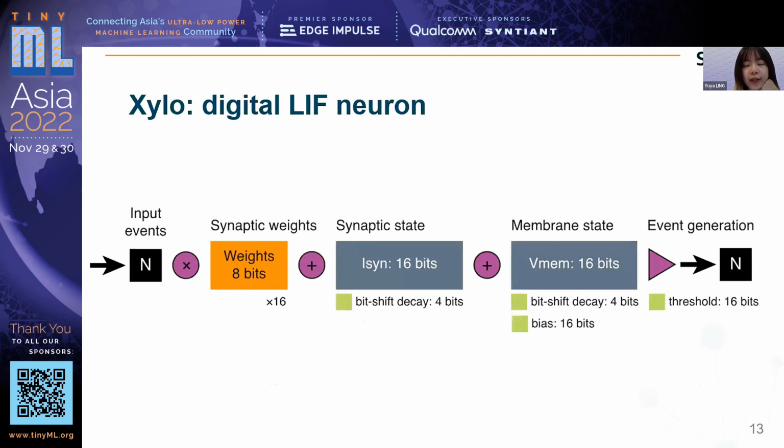Each spiking neuron is a digital leaf neuron with up to two 16-bit synaptic states and a 16-bit memory state with integer logic. Per neuron synaptic and membrane time constants are configurable, as well as individual spiking thresholds.